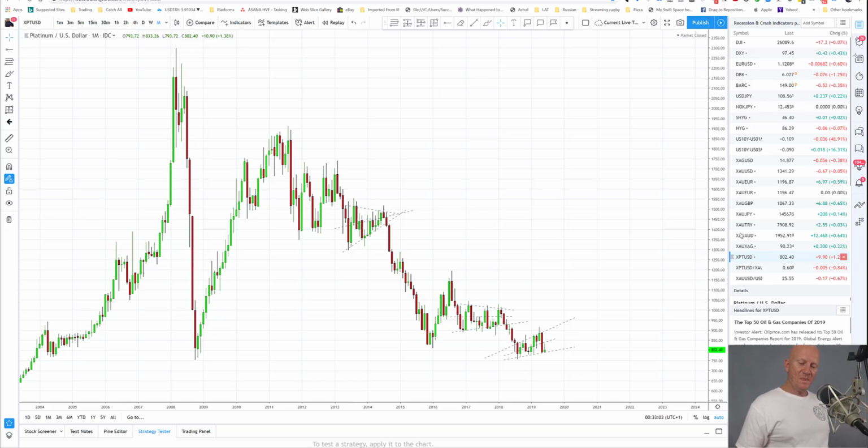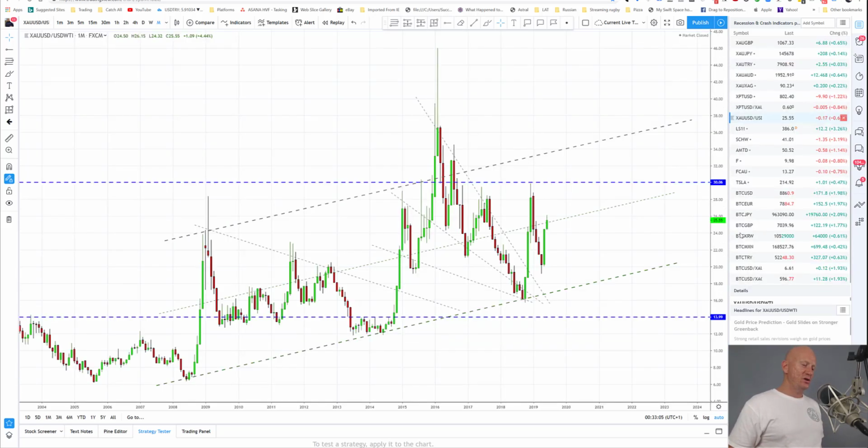So let's take another switch. So you can do many things with gold. Gold is money, so you can do a gold assessment to oil. Now here's a key indicator.